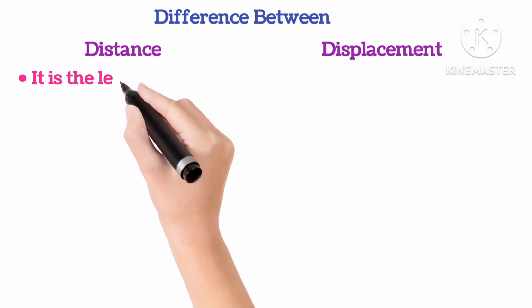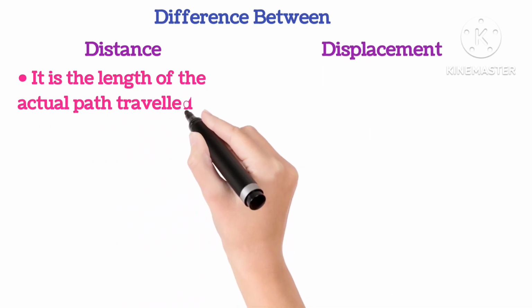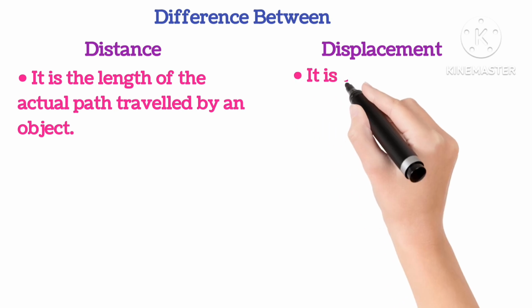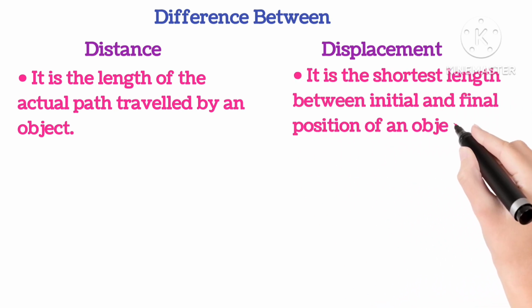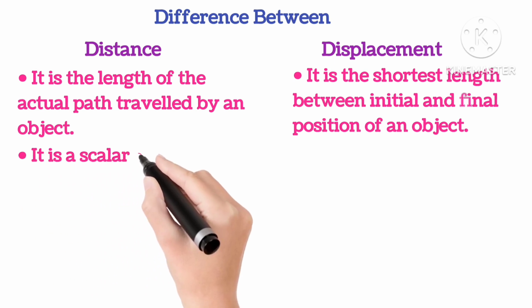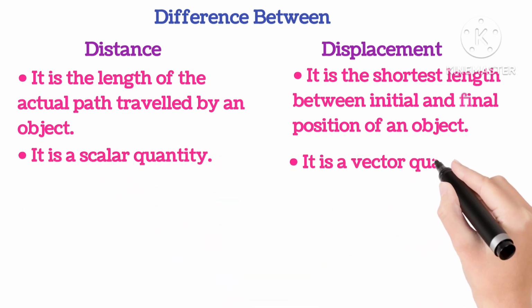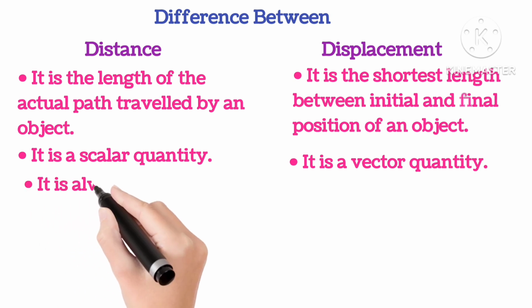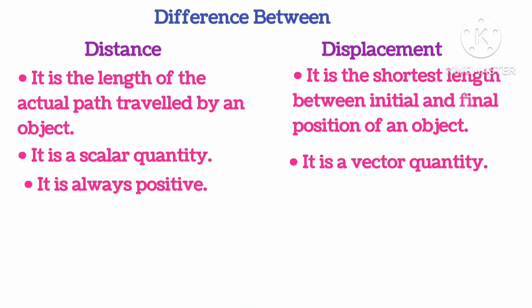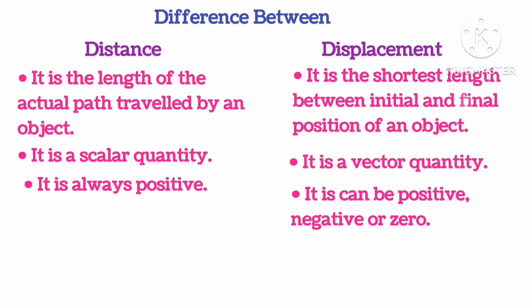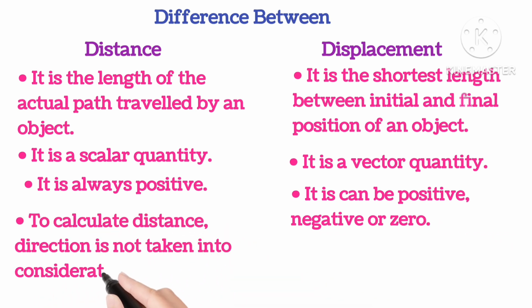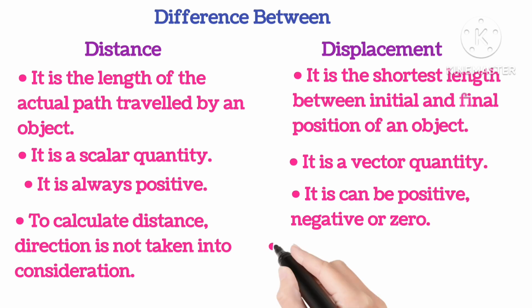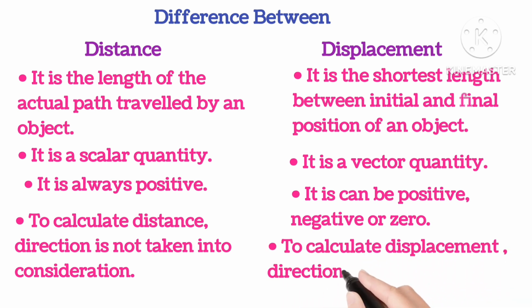Difference between distance and displacement. Distance is the length of the actual path traveled by an object. Displacement is the shortest length between the initial and final position of an object. Distance is a scalar quantity, displacement is a vector quantity. Distance is always positive, displacement can be positive, negative or zero. To calculate distance, direction is not taken into account. To calculate displacement, direction is taken into account.